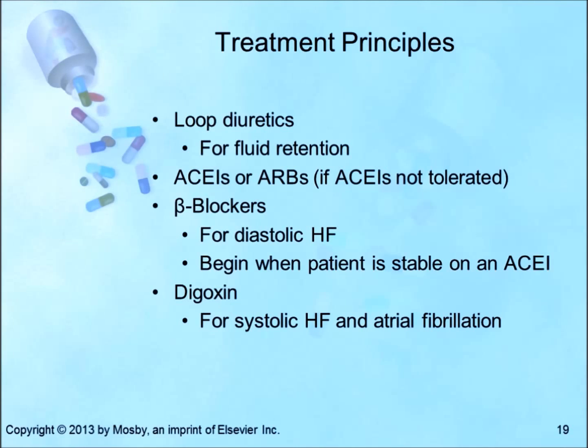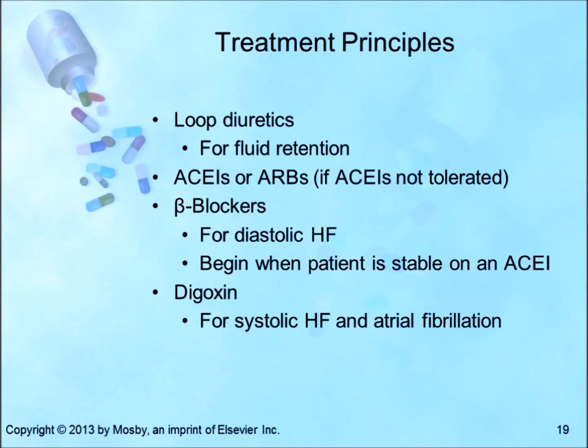Nitrates and hydralazine are only used in African American patients if they are unable to tolerate the above regimen. Calcium channel blockers such as felodipine and amlodipine only are used if needed for angina or hypertension, and if the ejection fraction is preserved, greater than 40%. These patients should also be on a strict salt restriction.